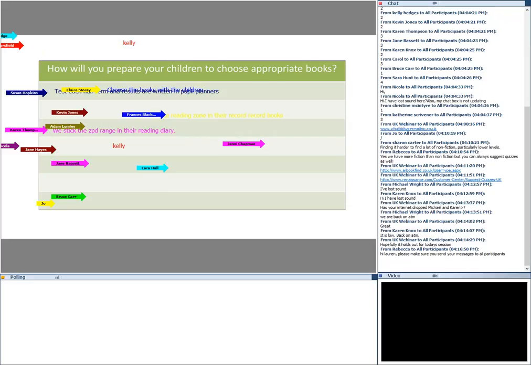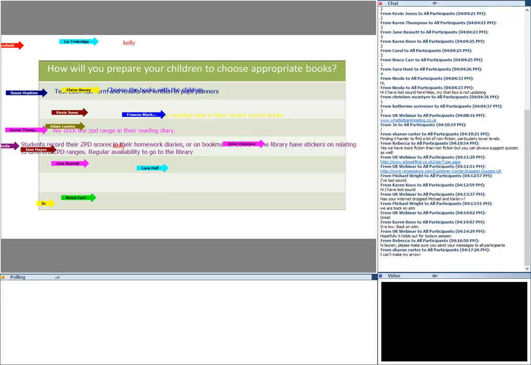Yeah, or in Karen's case, it's actually put on stickers. So that can be a really good method, getting it printed out onto stickers so that it can't be lost for one thing. Oh, perfect. So making sure the kids have really clear access to the ZPD range.